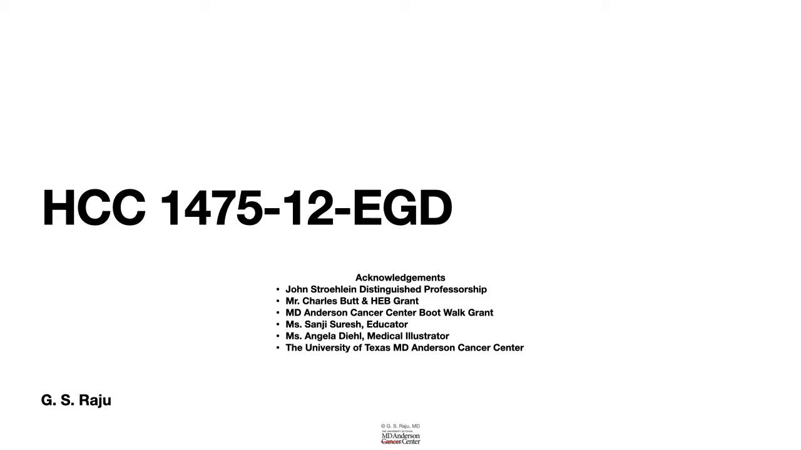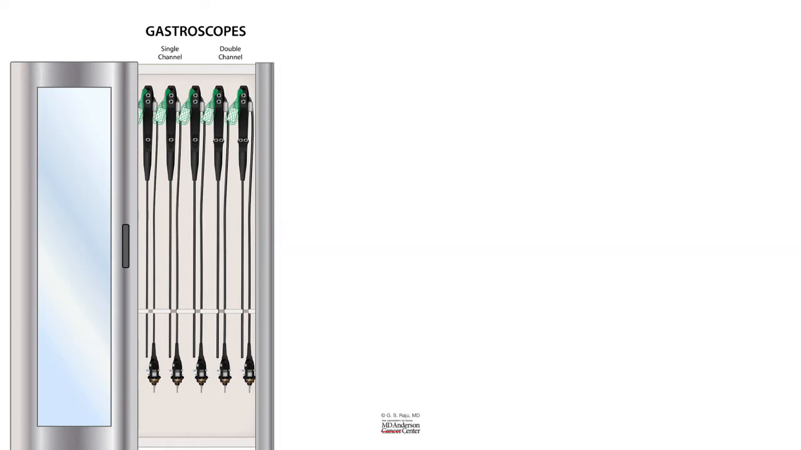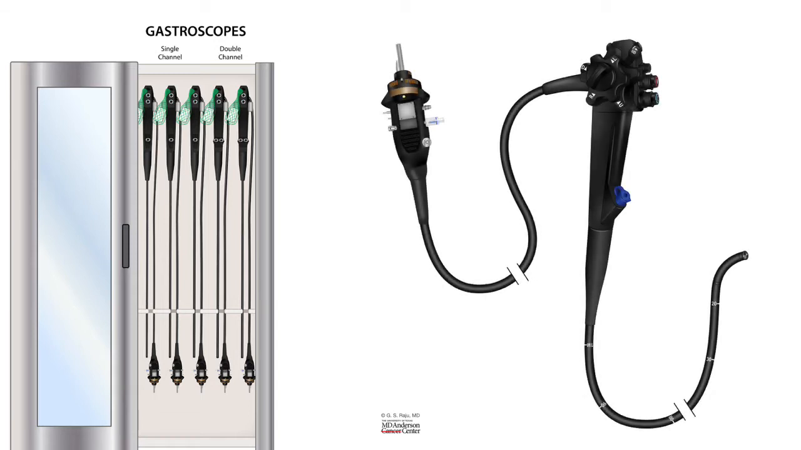So when you go into the scope storage room, you will find lots of different scopes: gastroscopes, colonoscopes, enteroscopes. For EGD, you need to pick up the gastroscope, and there are single channel gastroscopes as well as double channel gastroscopes. And here is a gastroscope.